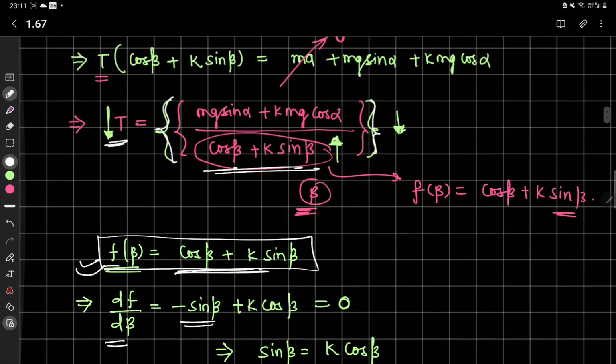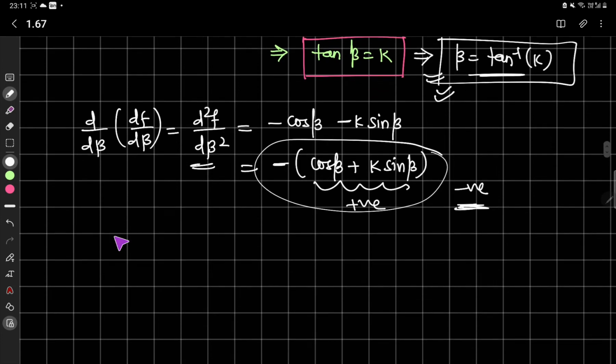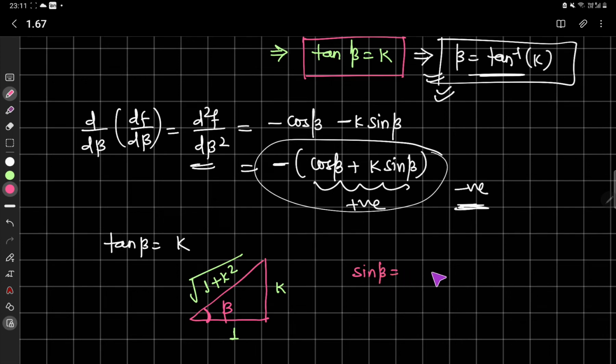Now we also have to find out the tension force at this particular value of beta. So we are given tan beta is equal to k. That means if we draw this particular triangle and let us say this angle is beta, then we can say this side is k, this is 1, and this particular distance will be square root of 1 plus k square. So from here we can write sine of beta is equal to k divided by square root of k square plus 1, and cos beta is equal to 1 divided by square root of k square plus 1.